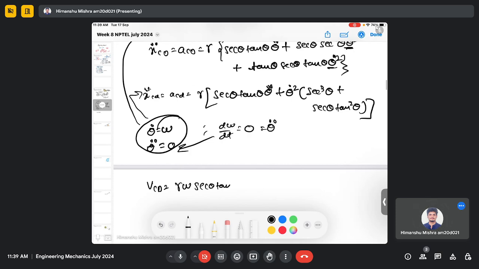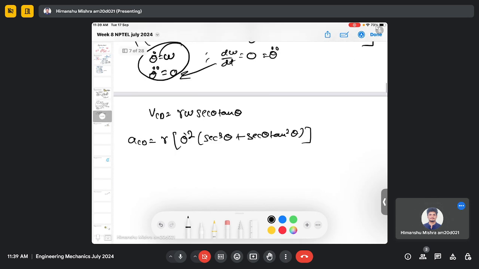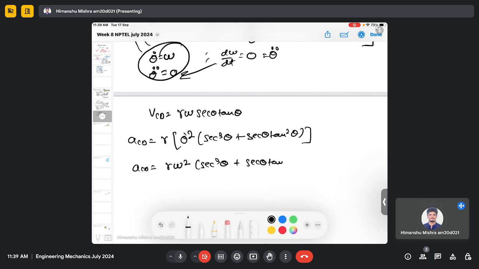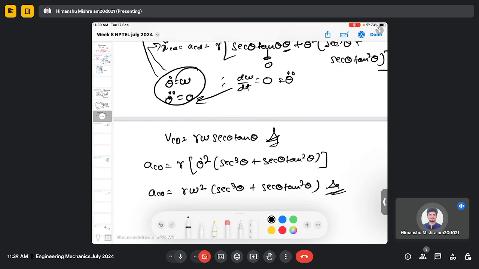sec theta tan theta, and the acceleration will be r. This term will be 0 because there is a theta double dot here. So I have theta dot square times sec cube theta plus sec theta tan square theta. So my ACD will be r omega square times sec cube theta plus sec theta tan square theta. This will be my acceleration of the bar and this is my velocity of the bar.